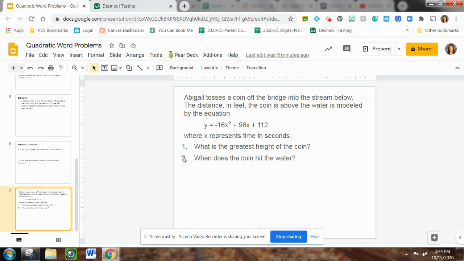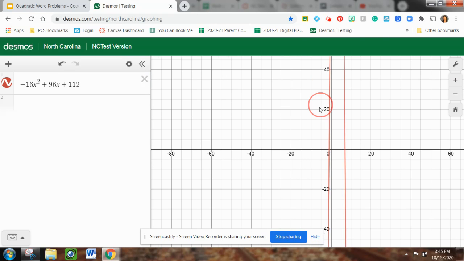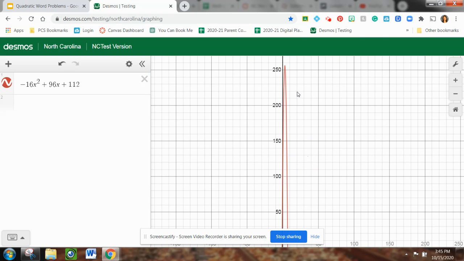And then last but not least, we're tossing a coin off of a bridge into a stream below. This equation models the coin as it is above the water. So these output values represent the space between the coin and the water. So I want to know the greatest height of the coin, so I need to find the vertex. So here's my coin equation. I'm going to zoom out a lot. So here's my vertex.